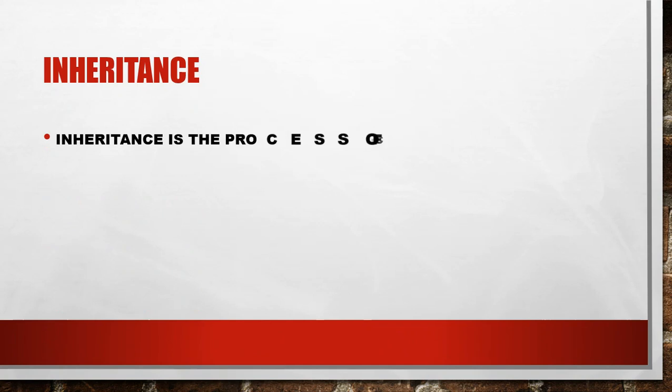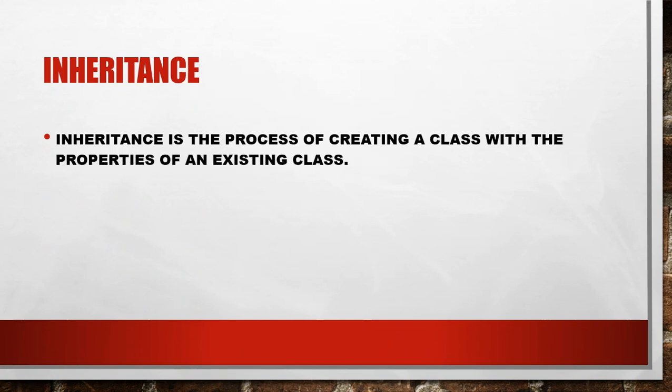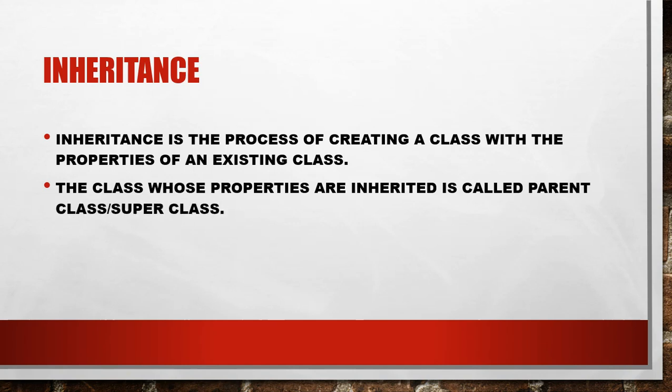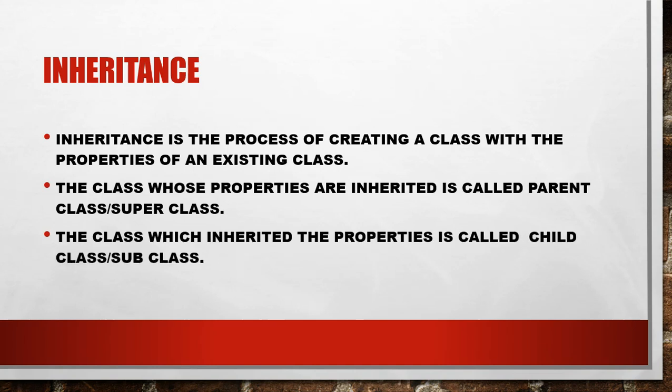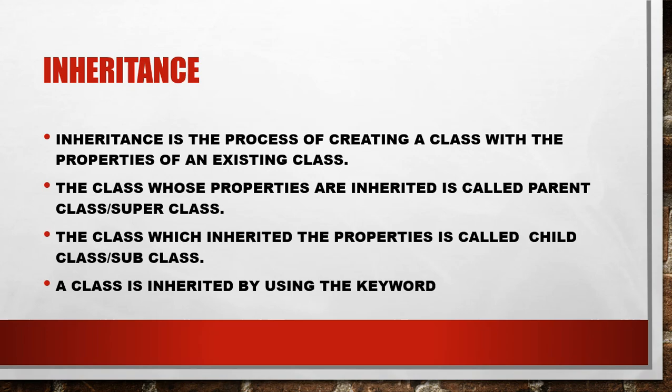The next is inheritance. Inheritance is the process of creating a class with the properties of an existing class. The class whose properties are inherited is called parent class or superclass. The class which inherited the properties is called child class or subclass. A class is inherited by using the keyword called extends.